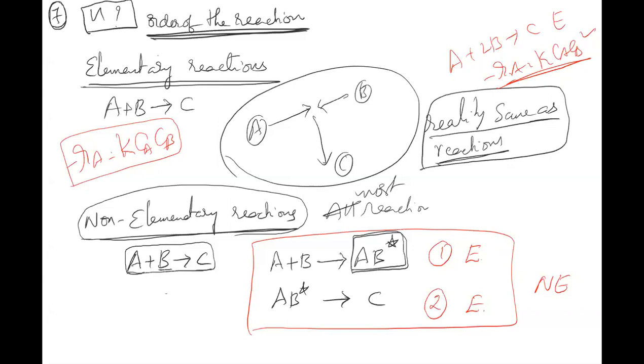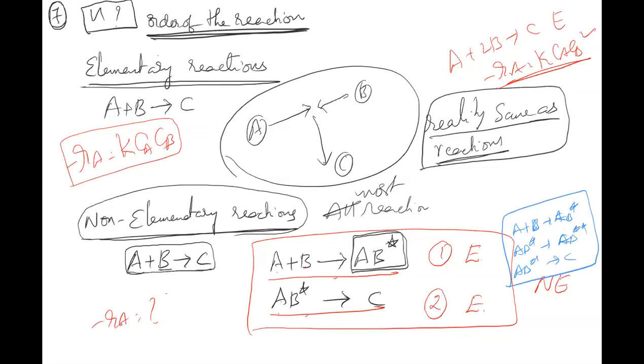But here, how do I write my rate of reaction? Here it is a question. Is this one the slow step, or is this one the slow step? If this is the slow step, then my rate of reaction is k C_A C_B. If this is the slow step, then my rate of reaction is k C_AB star. You don't know which one is the slow step. And the basic thing is, you don't know whether this mechanism is correct or not. Somebody will come up with another mechanism, saying A plus B gives AB star, AB star gives AB double star, and this AB double star gives C.